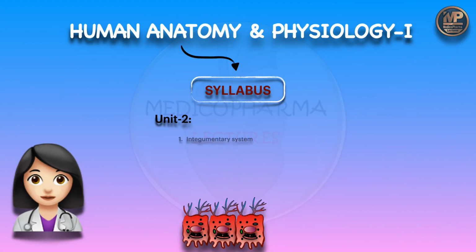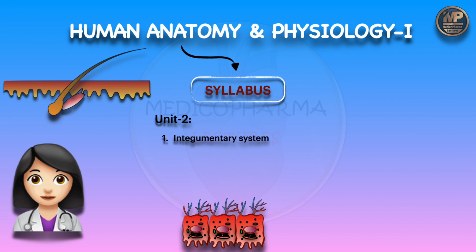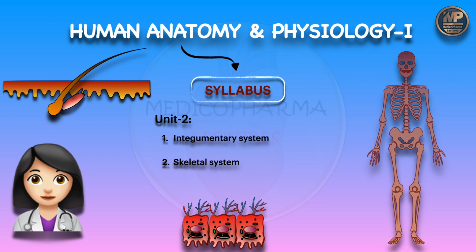Unit 2, Chapter 1, Integumentary System. The first chapter is about the integumentary system, where we will discuss the skin and its associated structures like hair. Chapter 2, Skeletal System. The second chapter is about the skeletal system, where we will discuss bones, types of bones, and we will discuss their function as well as their structure.